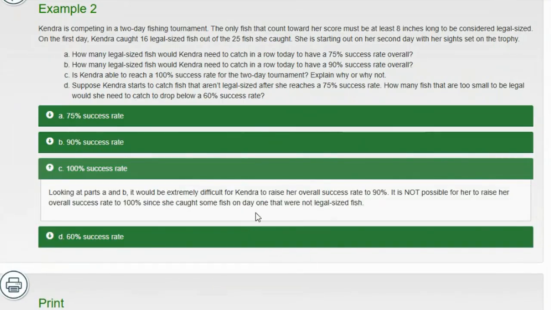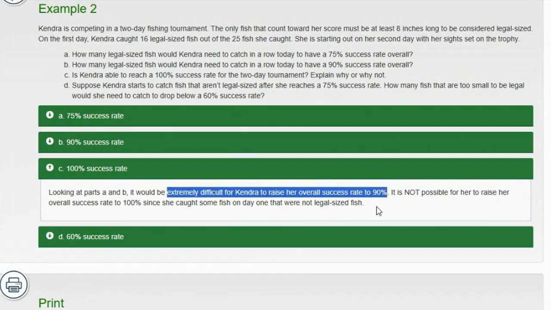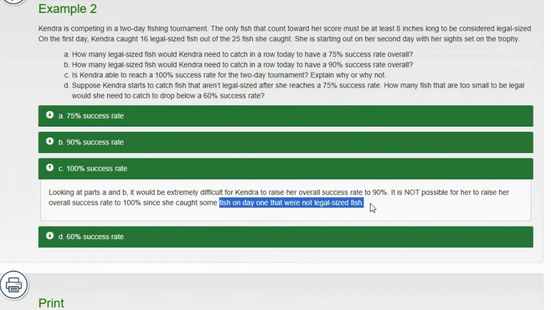It says it took 65 fish to get it to 90, right? It's not possible to get to 100% because she's already caught fish on day one that were not legal size. So even if she caught 1,000,000 fish, her fraction would be 1,016 divided by 1,025, and that's still not 100%. It's really, really close, a 99 point blah, blah, but it's not going to be 100 because your numerator will never equal your denominator.